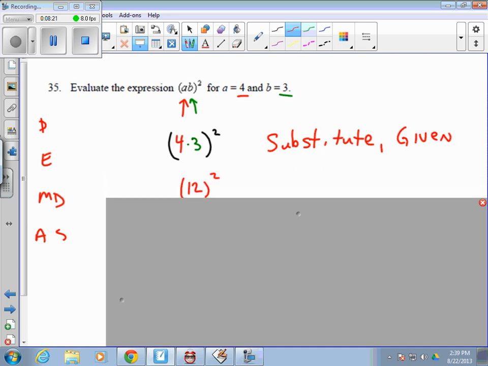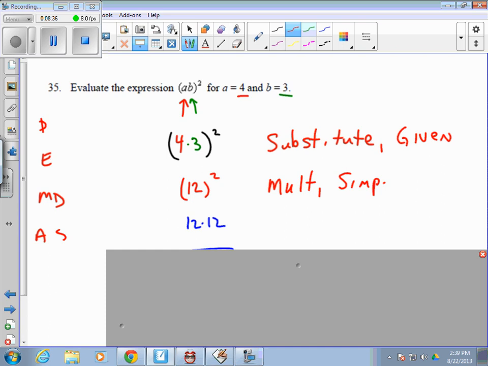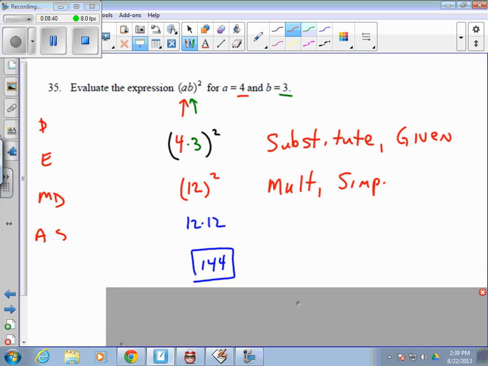Then our second step, we go from 4 times 3 squared. You do what's inside parentheses first. So 4 times 3, we multiplied because we were simplifying. And then the next step, we're going to take 12 and we're going to square it, which means 12 times 12. And 12 times 12, we're evaluating exponents. And again, because we're simplifying.